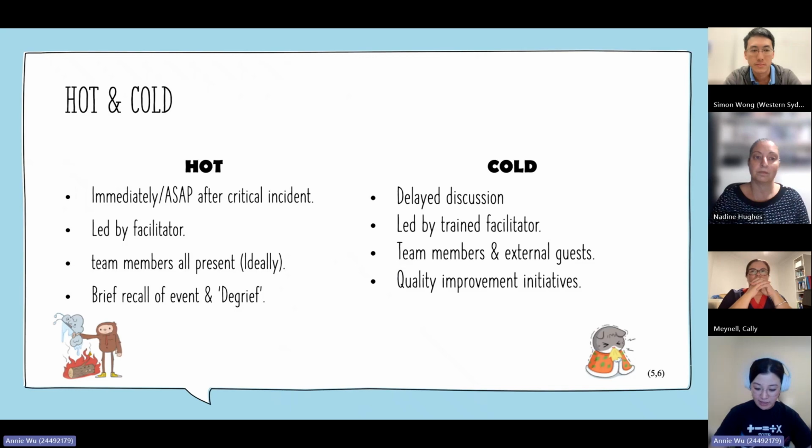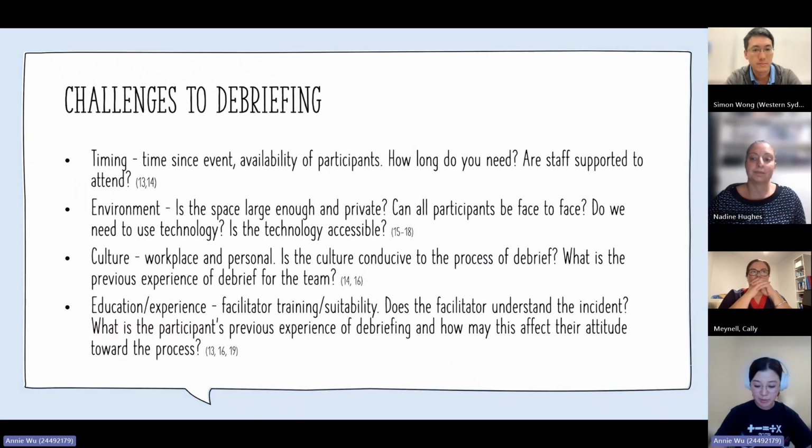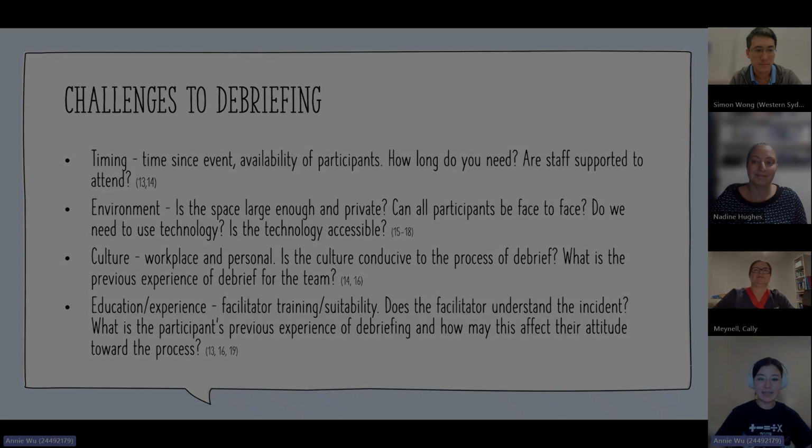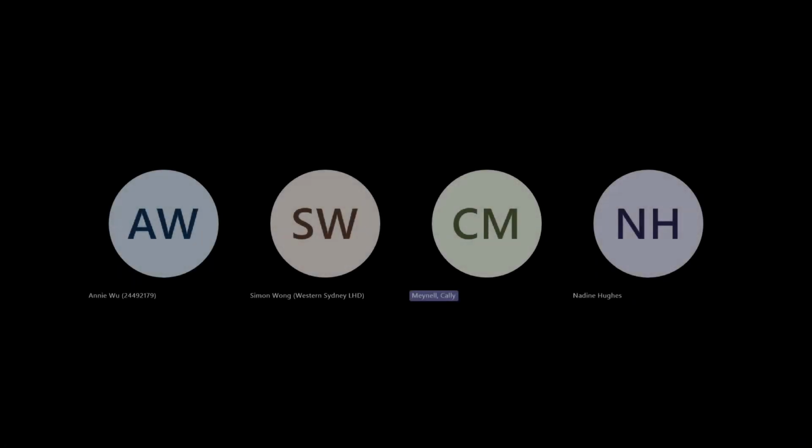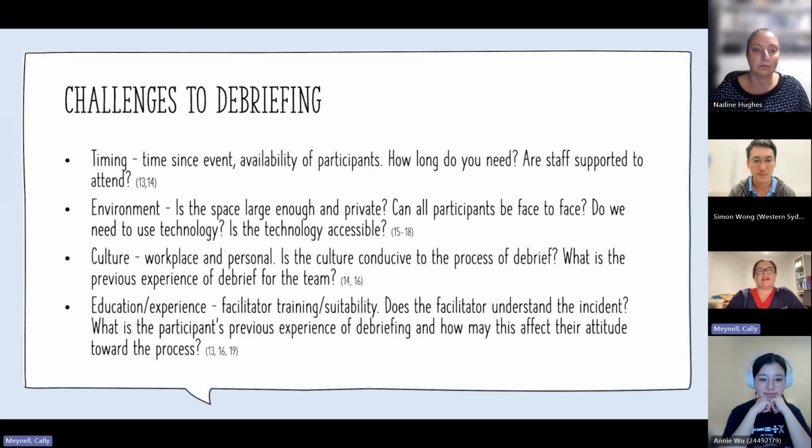All right. So now I'll invite Kelly to talk about challenges that may occur in debriefing. Challenges to debriefing. Debriefing poses several challenges, including timing constraints. For example, determining when the team can convene post-incident is crucial. Factors such as the availability of key participants can greatly influence this timing, and given that many of us healthcare workers are shift workers and have days off and leave, arranging a suitable roster for attendance can be quite challenging.